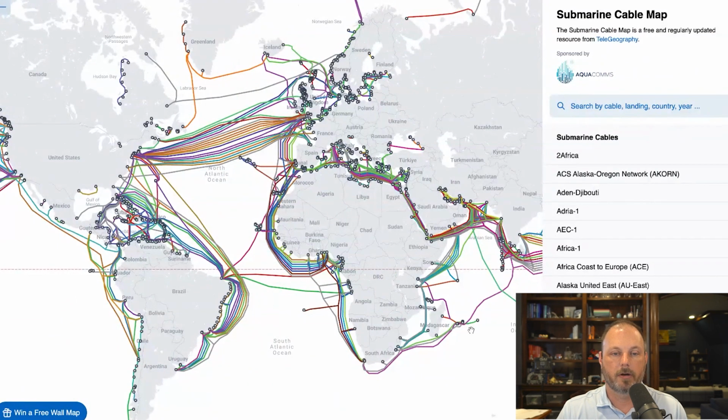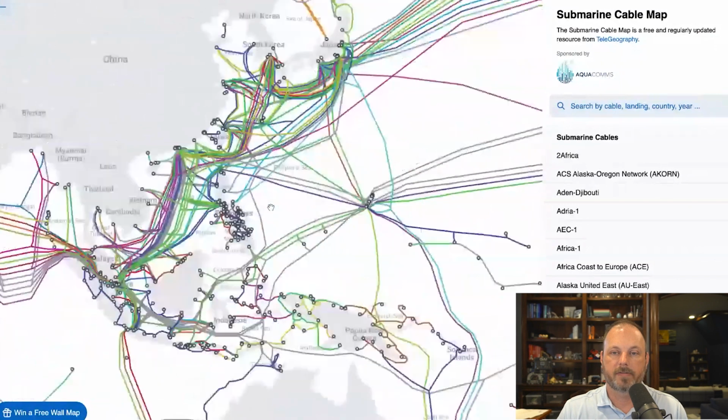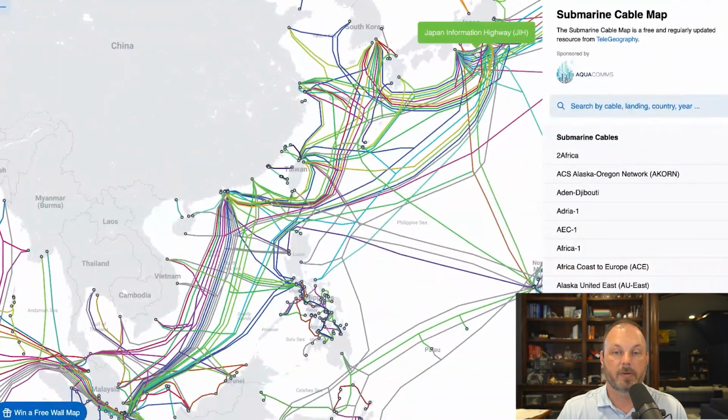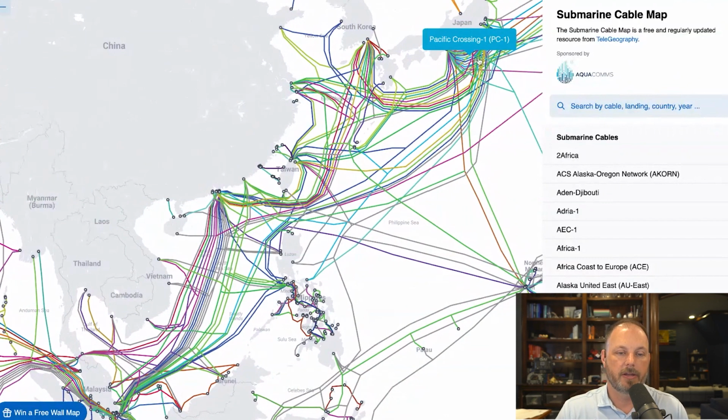Let's come around the horn here and look at Asia, because of course this gets really dense really quickly. Lots of islands, lots of cable crossing. Here's that PC1 cable, Pacific Crossing 1. We'll highlight and zoom in on this in a moment. But you can see here the effect of all these cable maps.